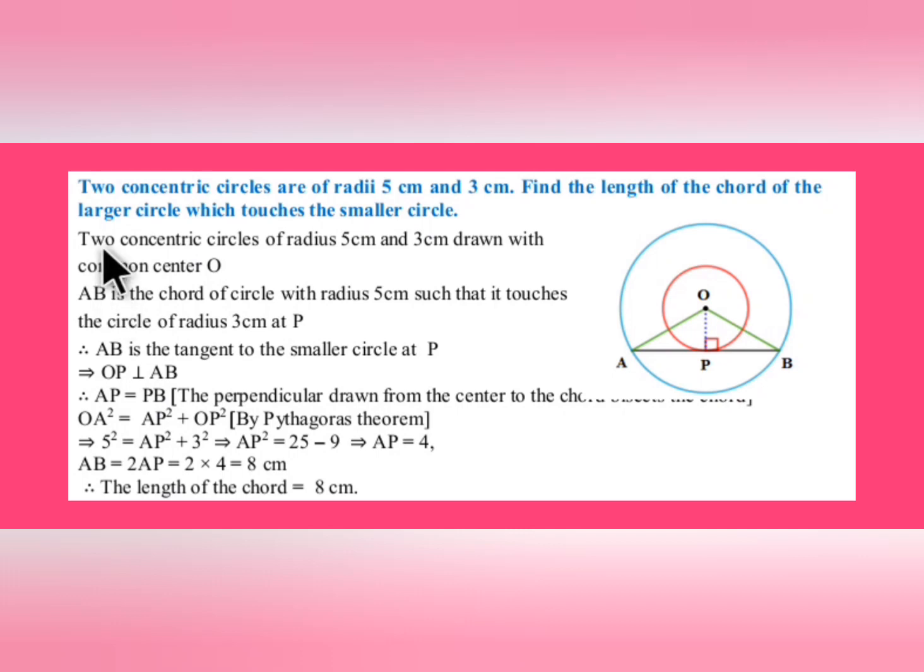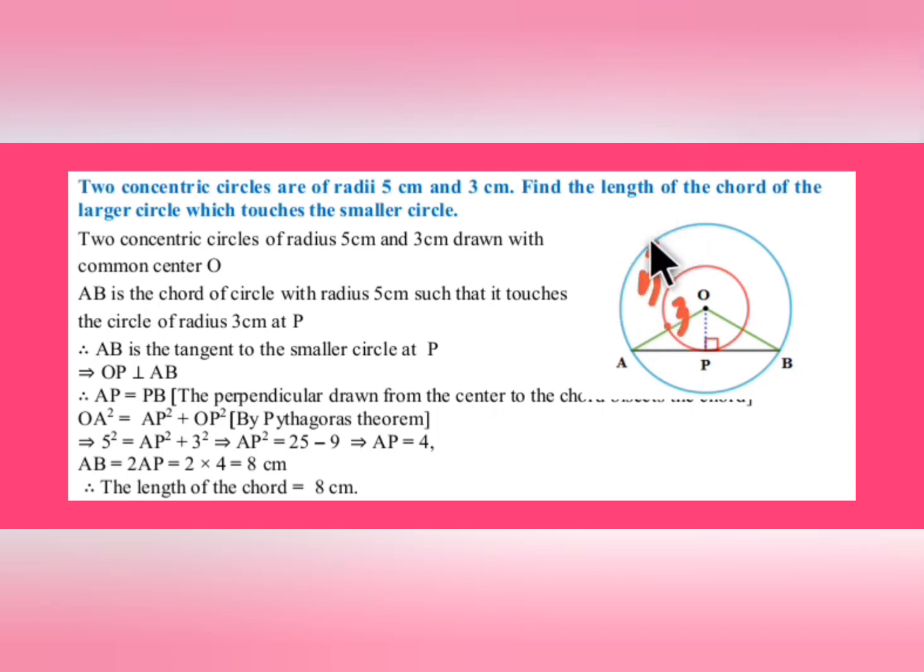Moving to the next question. Two concentric circles are of radii 5 cm and 3 cm. Concentric circle means circles with the same center, two circles. So one is 3 cm and the other one is 5 cm. Hence you can just draw the rough diagram. So this will be 3 cm and the longer length OA, if you take that, will be 5 cm.